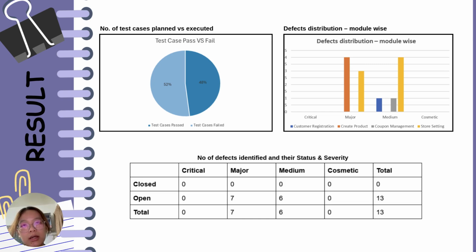So the third graph shows the defect distribution. The store setting module has the highest number of defects, followed by the create product module, then the coupon management and customer registration. So most defects are concentrated in modules that involve multiple form inputs, such as product creation and store configuration. This indicates that form validation and error handling need improvement across several modules, especially in administrative functions.